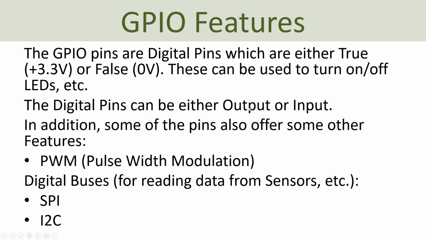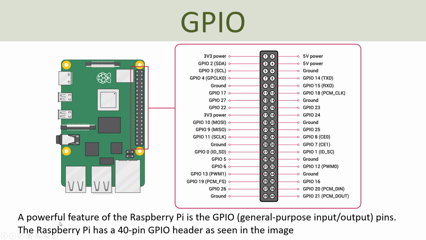And these digital pins can be either input or output. If you set it to an input, we can read values from, let's say, a push button. If you set it to an output, we can turn on LEDs, etc. And in addition to these digital pins, we also have more advanced features. Some of these features are pulse width modulation. We also have some digital buses or interfaces called SPI and I2C. Well, let's start with the basics.